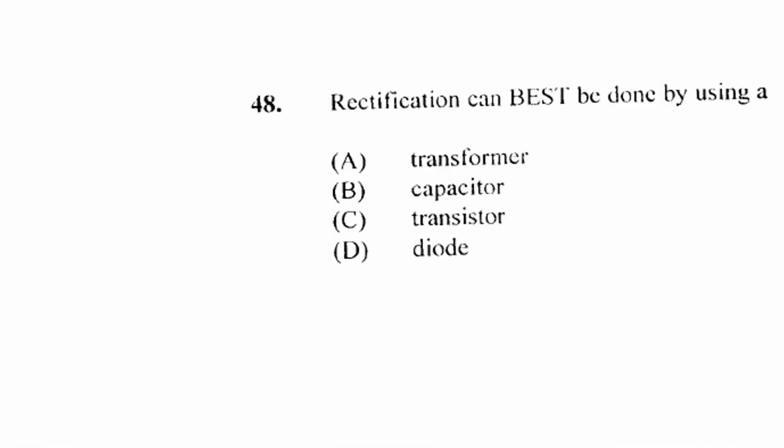48. Rectification can best be done by using A, a transformer, B, capacitor, C, transistor, or D, diode. The answer is D, diode. That is exactly what the diode is for rectification, which is basically changing alternating current into direct current.